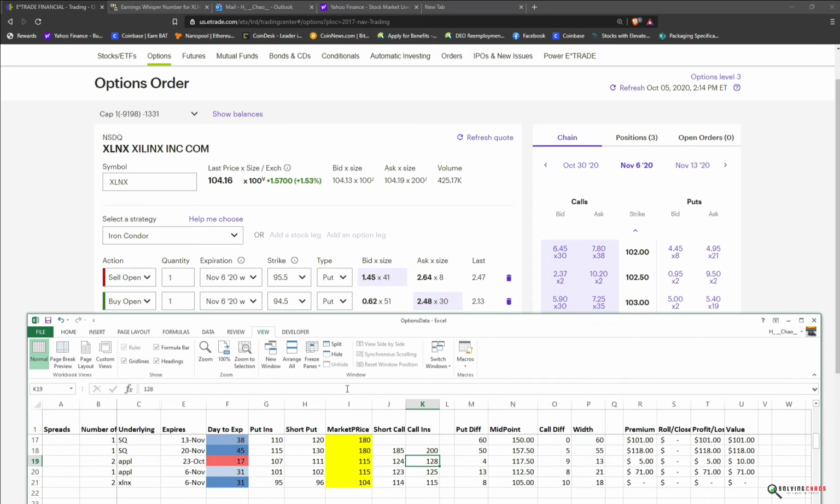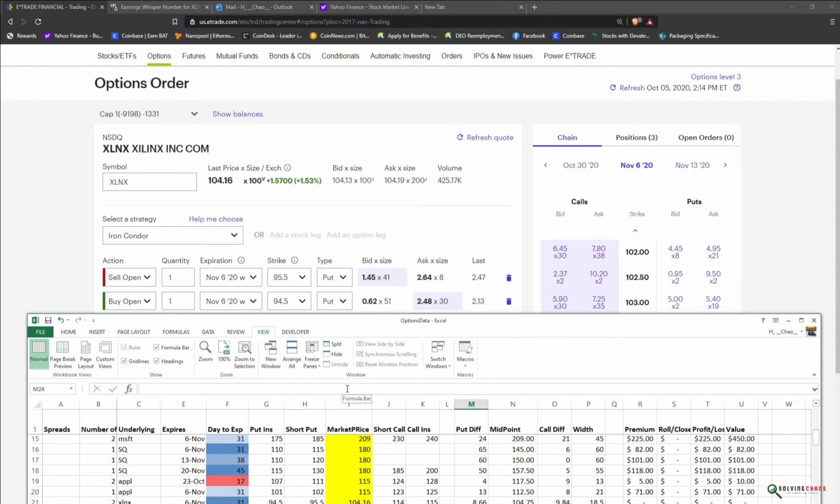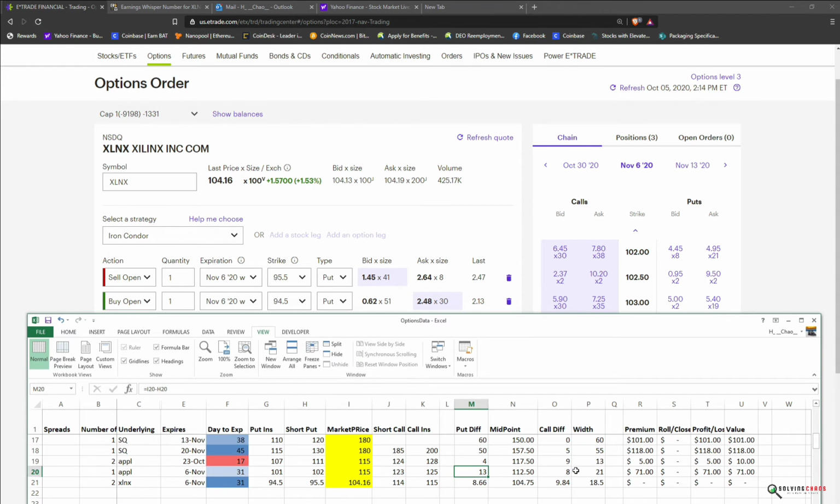Slide down over here, and I actually used 95.5, 90. So let me just check something. What I have in this spreadsheet is the current price right now, and you can see it's 104.16. This will tell you how far it is away out of the money, and here's the midpoint of the two, between these two here.